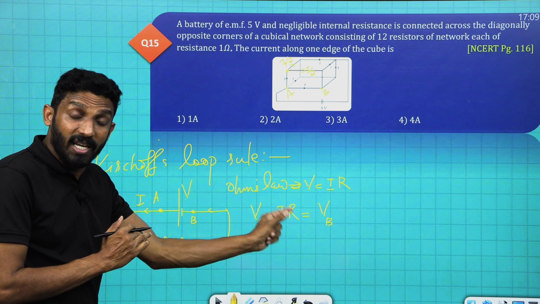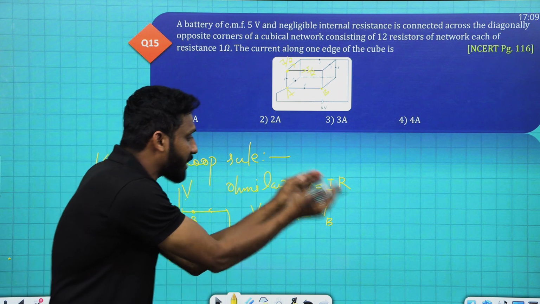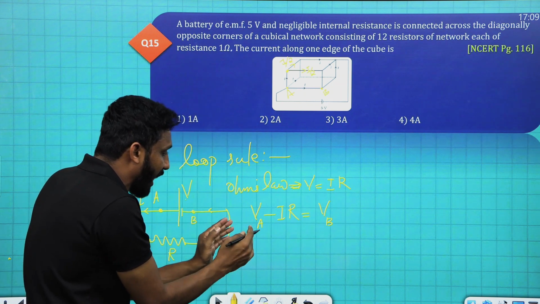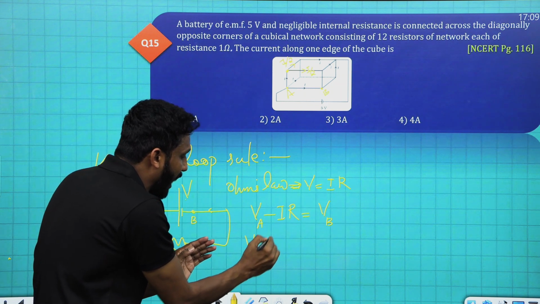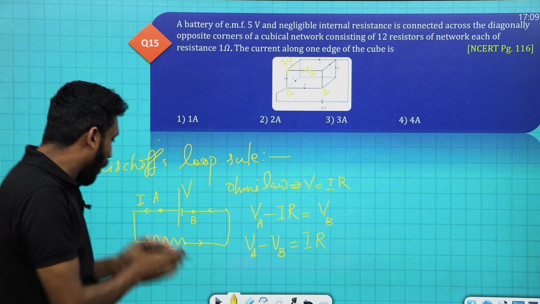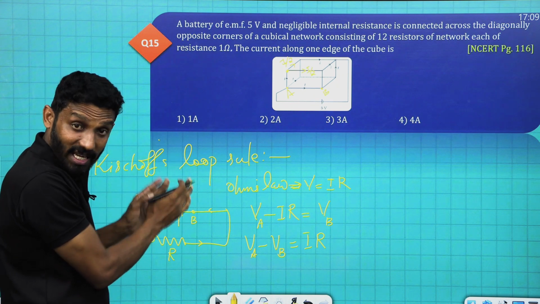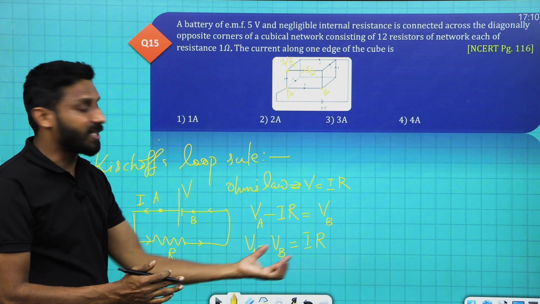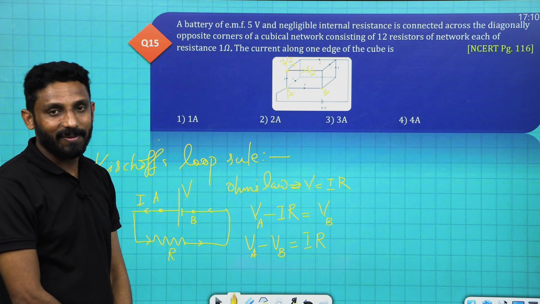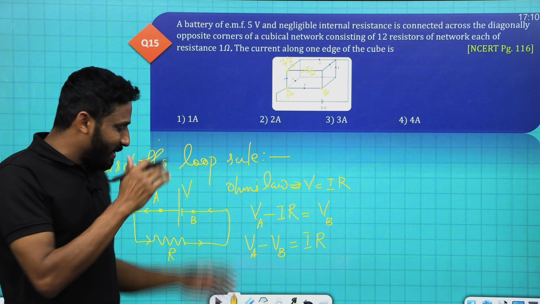So we have written VA is equal to VB. Now this term to that side, that term to this side, we get VA minus VB is equal to IR. And what is VA minus VB? That is the potential difference of the battery. That is V. V is equal to IR. Yes, we can proceed in the same manner here.